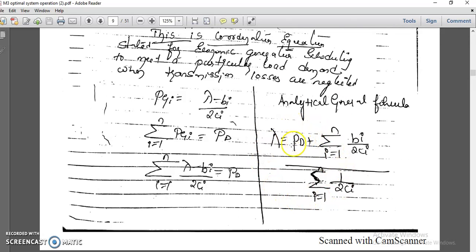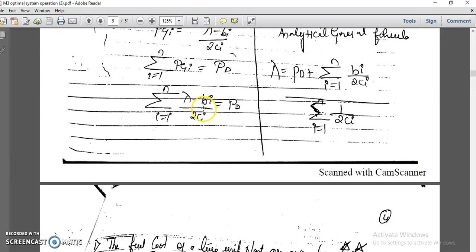This lambda is derived and it is expanded as the summation of bi by 2ci. If there are two plants, you can write b1 by 2c1 plus b2 by 2c2. This is the 1 by 2ci form, and it can be expanded as 1 by 2c1 plus 1 by 2c2 if there are two plants. Once we get lambda, you substitute it here in this form, and you can get the economic scheduling for the different plants. Let us go for this problem.